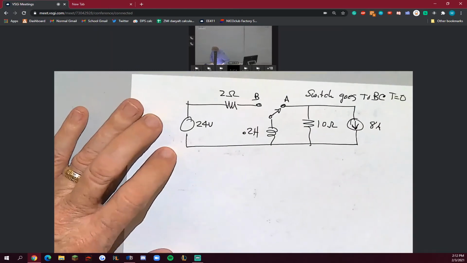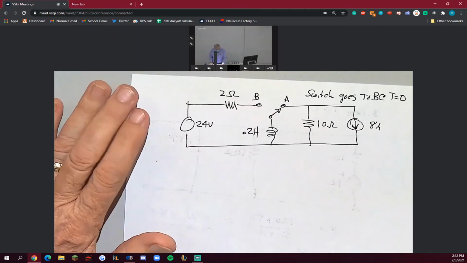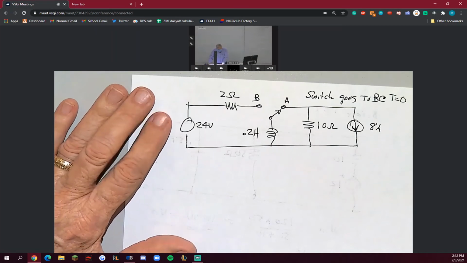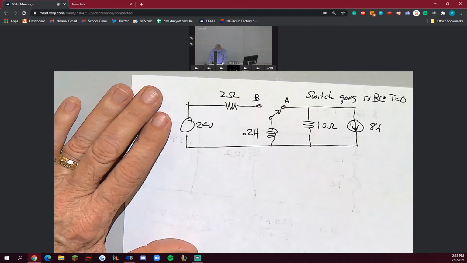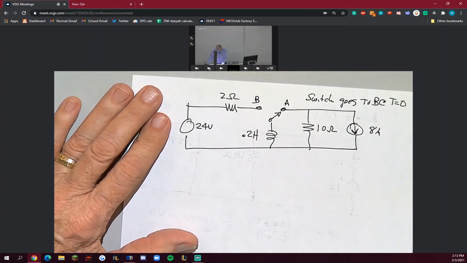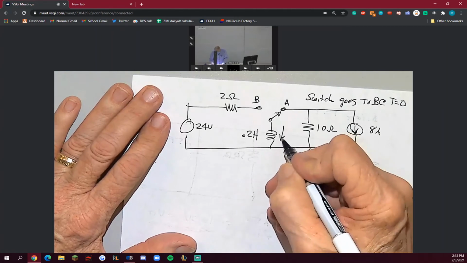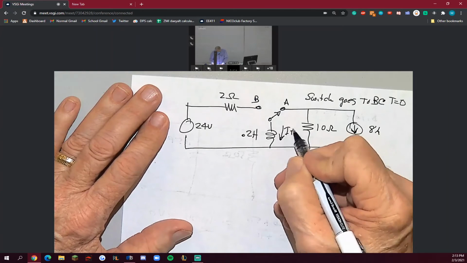Okay, we've got this circuit, 24-volt source and a 2-ohm series resistor connecting up to terminal B of the switch. Terminal A of the switch goes to an 8-amp current source pointing downward that's in parallel with a 10-ohm resistor. And we've got a 0.2 Henry inductor there, and we're looking for the current down into the inductor, so I of t.